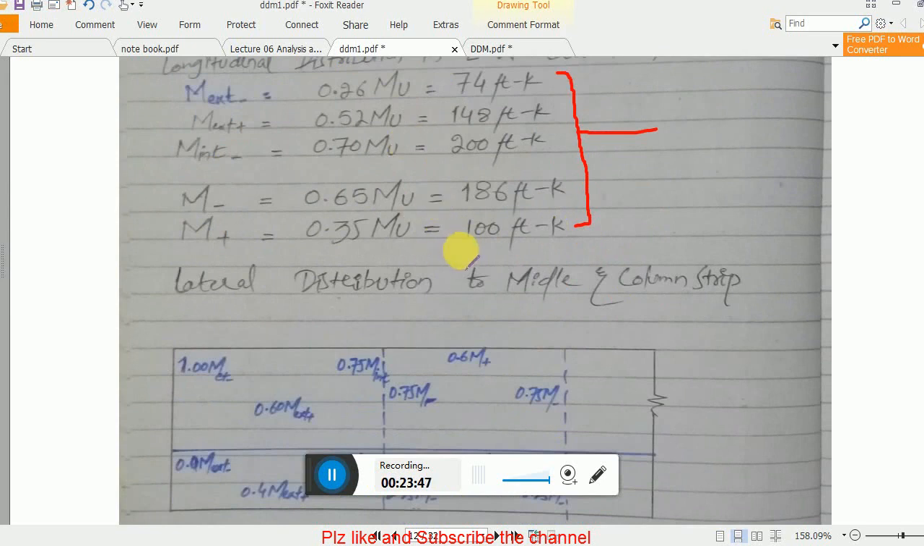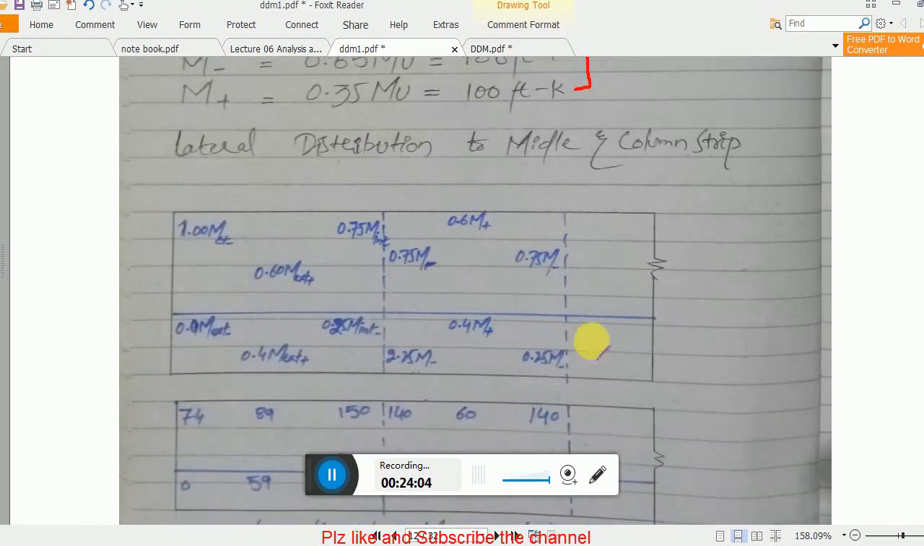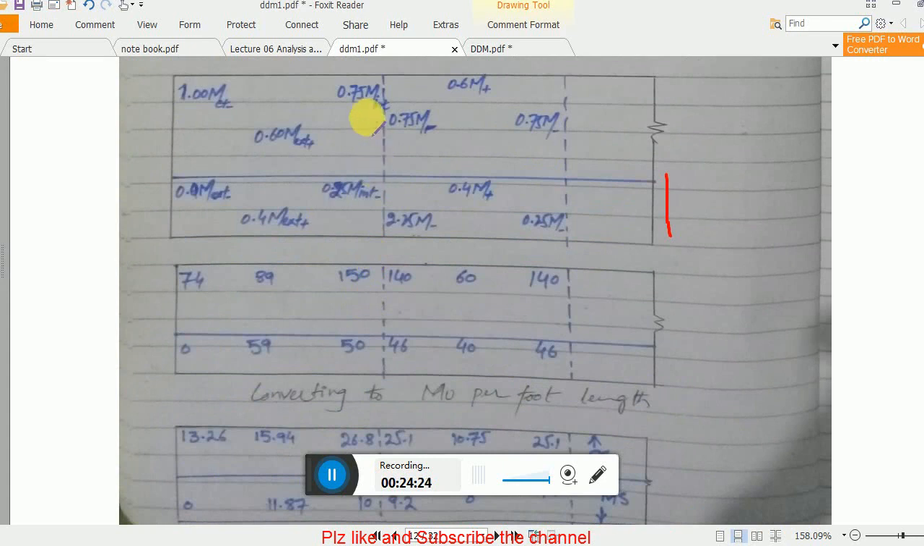Now you have to distribute in the transverse direction. So for the transverse direction, you see your coefficients: 0% will be here, 100% will be here, and 60% while 40%. Now there is no need of 20% because there is only one side middle strip, so 40% will be here. 25% will be transferred towards the middle strip. So the same calculation, you just don't need to take half. Clear?